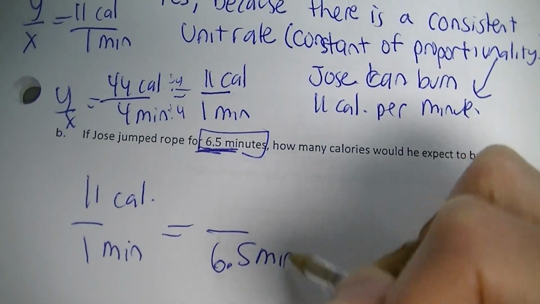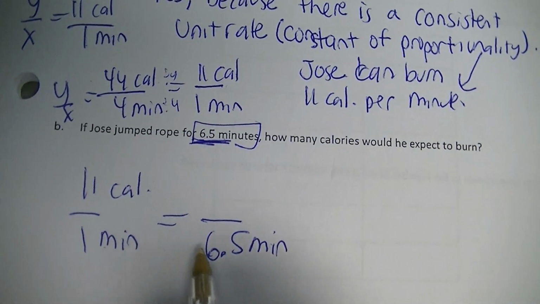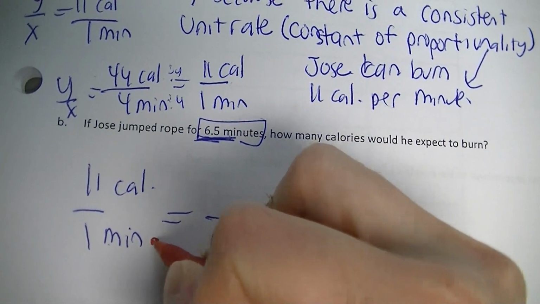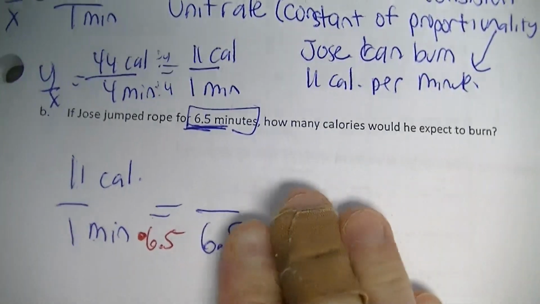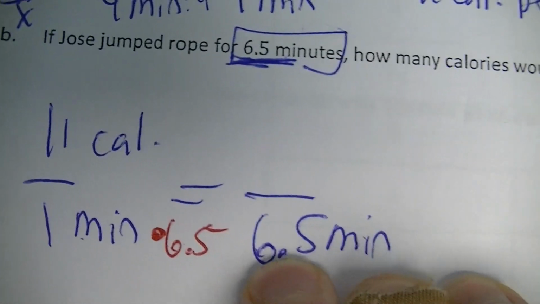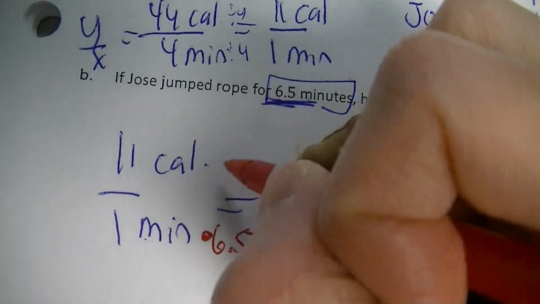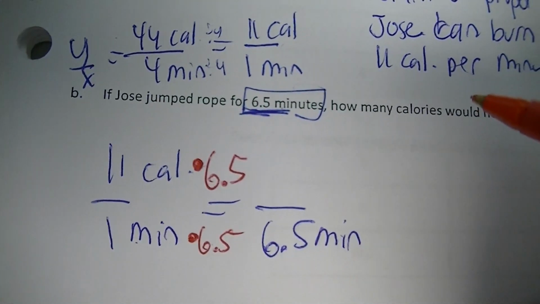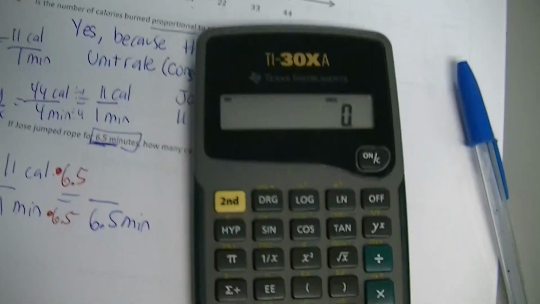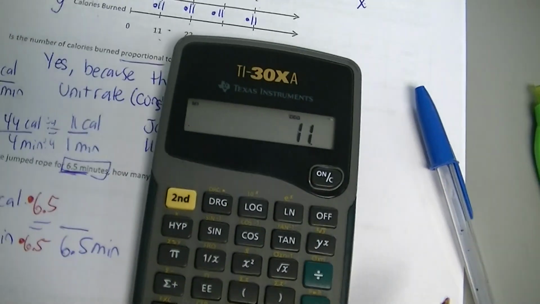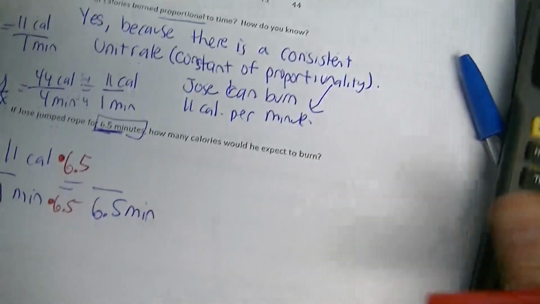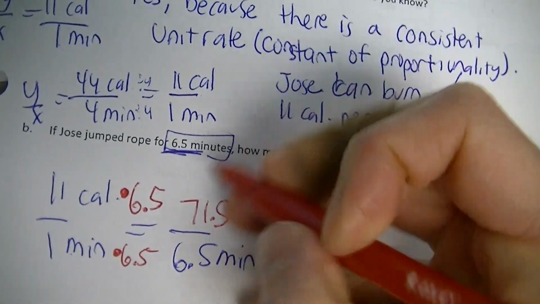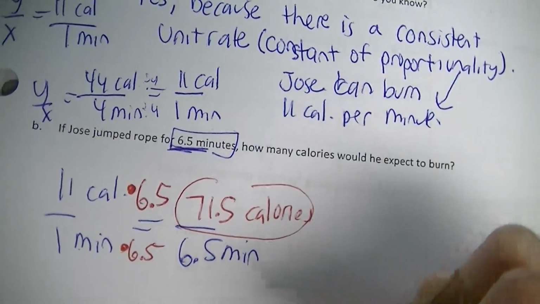And you've got to think, how did you go from 1 to 6.5? Well, to get there, we had to multiply by 6.5, okay? So 1 times 6.5 is 6.5. So if you do that to the denominator, you must also do that, multiply by 6.5 in the numerator. So 11 times 6.5 is 71.5, and label it calories. Okay, so it would be this right there as your answer.